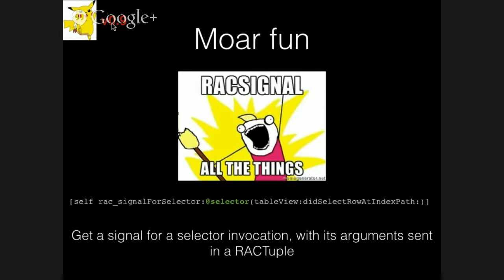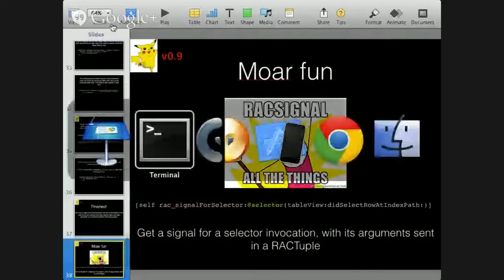And this is, I don't know if it's necessarily advanced, but it gets more into the guts of Objective-C. You have selectors in Objective-C, which are your methods, and you can actually get a signal for a selector. So if you want to have a signal for the invocation of a method, you can say rac_signalForSelector, pass it the selector, and it'll send you a signal with the arguments in a tuple. So I'll show you that real quick.